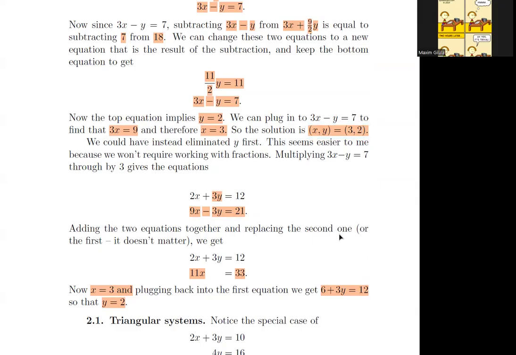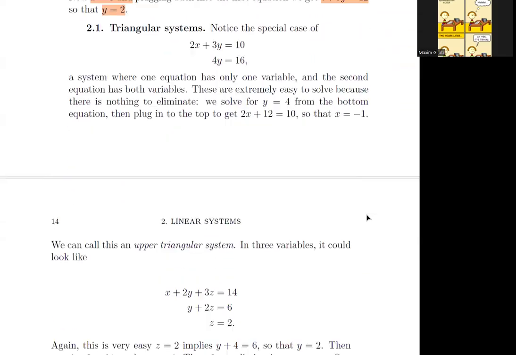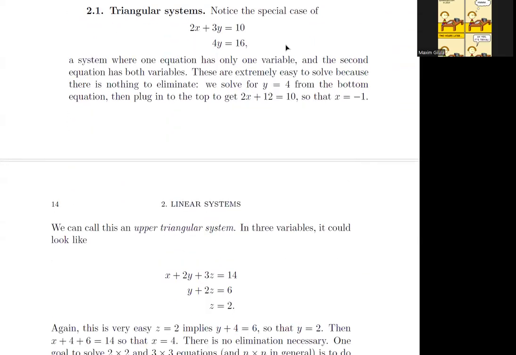This one didn't require fractions, but we eliminated y first. You just have to notice which one is easier to eliminate when you do algebra. And notice that the first one we did is this kind of system where we reduced to one equation with two unknowns and one equation with one unknown. And this special case of a system is very easy to solve. You just get y is 4 and plug back in to get x. It's very simple.